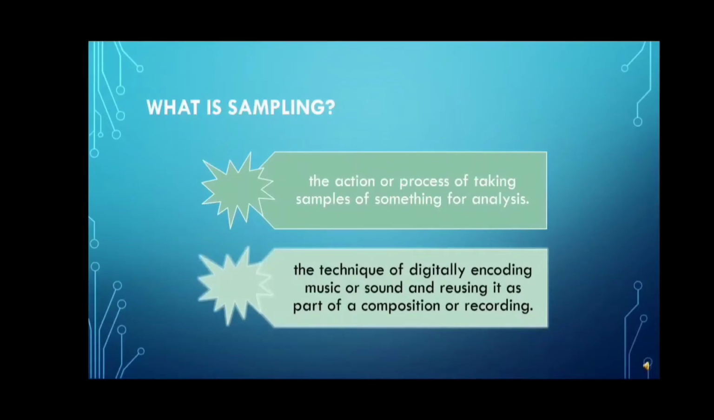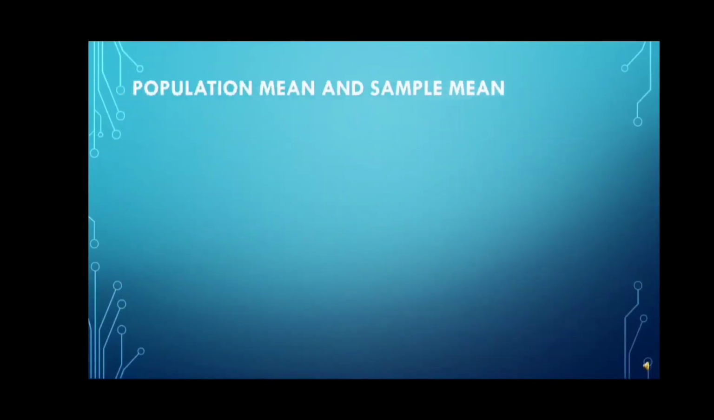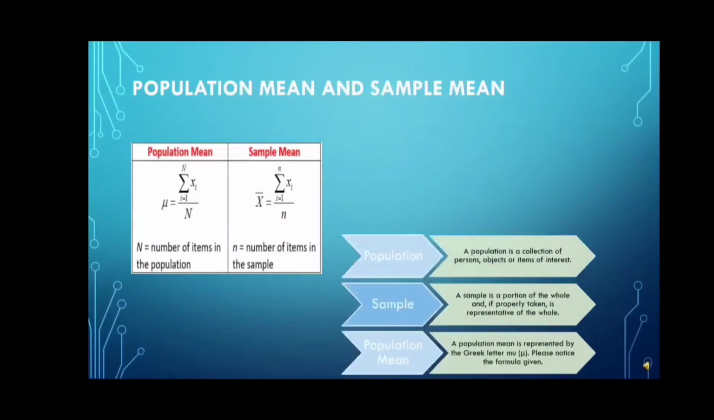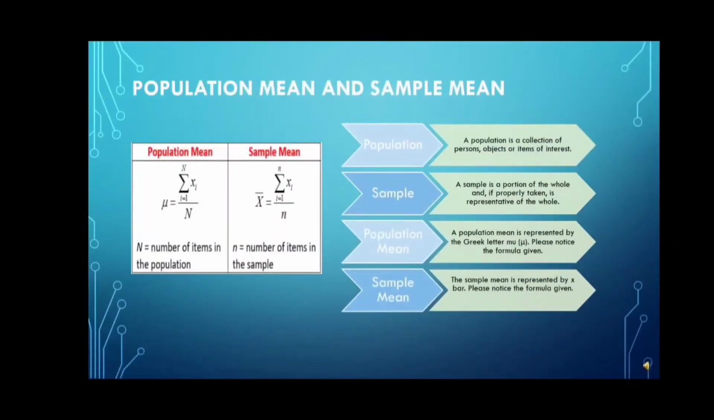The definition of population mean and sample mean are as follows. A population is a collection of persons, objects, or items of interest, while a sample is a portion of the whole and, if properly taken, is representative of the whole. And population mean is represented by the Greek letter mu, while the sample mean is represented by X bar. Please notice the formula given on your left side. The following video is a computation on how to get the population mean and sample mean.